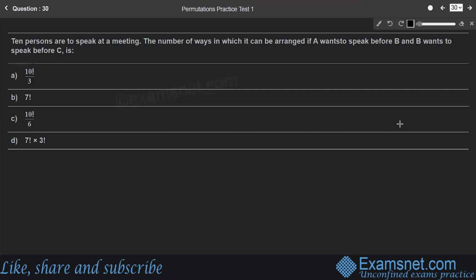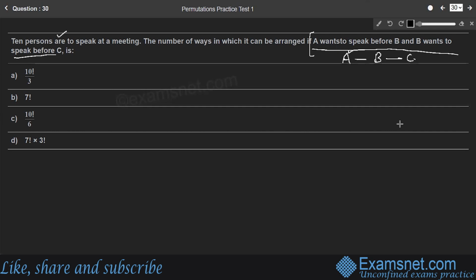Question number 30. 10 persons are to speak at a meeting. The number of ways in which it can be arranged if A wants to speak before B and B wants to speak before C. Here, students, the condition or the order is: A wants to speak before B and B wants to speak before C. The order is first A, then B, then C.